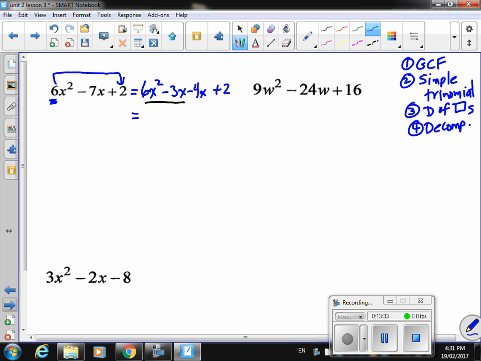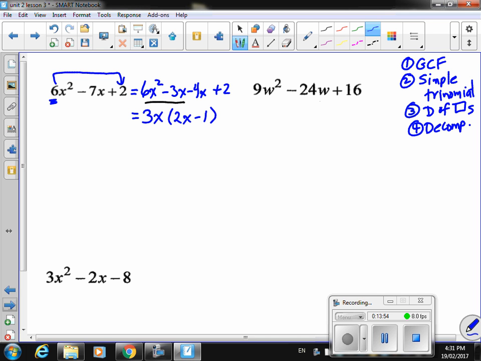For my first 2 terms, the greatest common factor would be a 3 and an x. 3x times what gives me my first term? I need a 2 and another x. 3x times what gives me -3x? Well, -1.